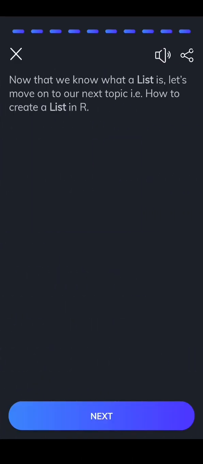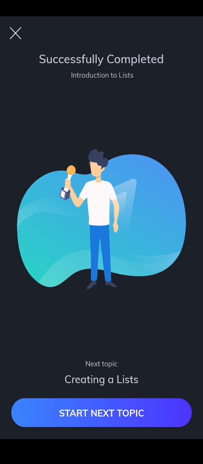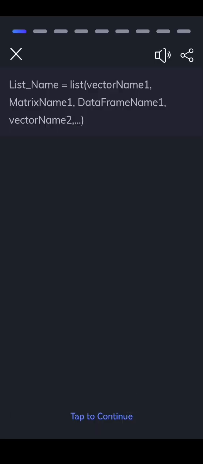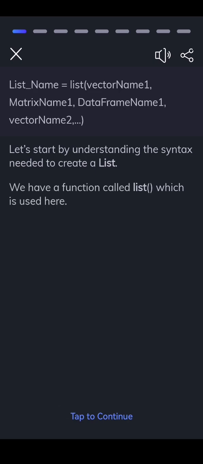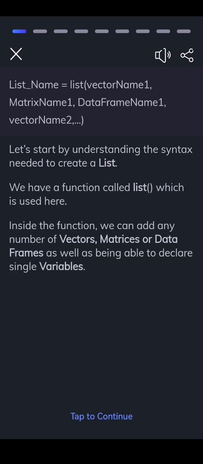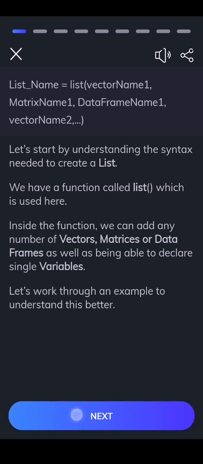Now that we know what a list is, let's move on to our next topic, i.e. how to create a list in R. Let's start by understanding the syntax needed to create a list. We have a function called list which is used here. Inside the function, we can add any number of vectors, matrices or data frames as well as being able to declare single variables. Let's work through an example to understand this better.